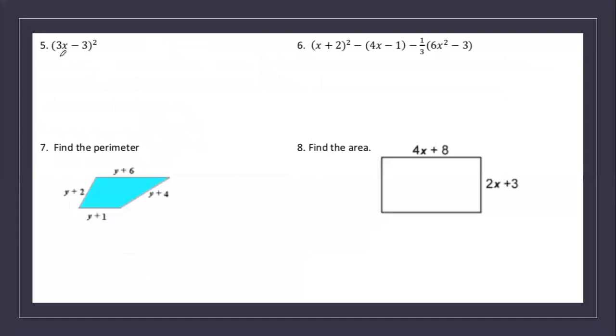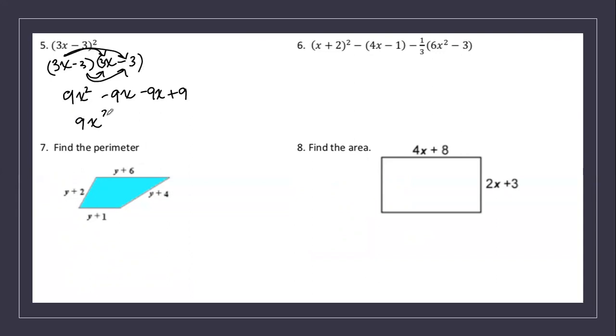Here we have 3x minus 3 squared. So when we have anything squared, we know we're just multiplying it by itself. Now I can FOIL. 3x times 3x is 9x squared. 3x times negative 3 is negative 9x. Negative 3 times 3x is negative 9x. And negative 3 times negative 3 is positive 9. And combine like terms, 9x squared minus 18x plus 9 is your answer.